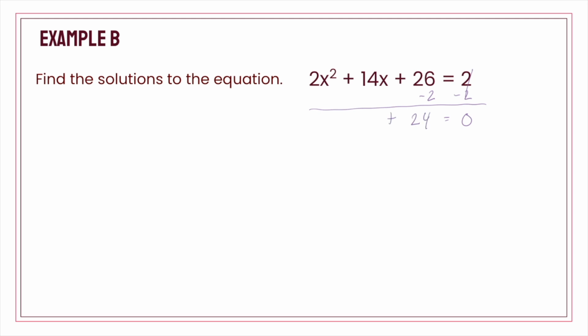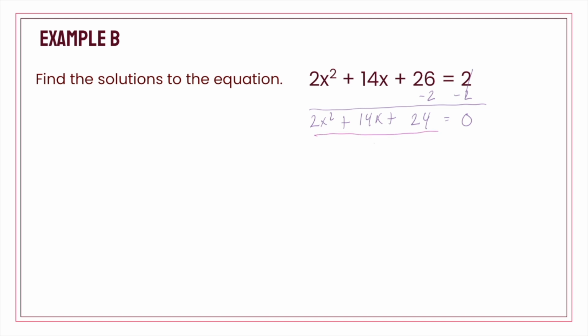And then everything else is going to stay the same. 14x is going to stay the same. 2x squared is going to stay the same. So now I have to check part 2. Do I have any common factors? And in this case, I do. 2, 14, and 24 are all divisible by 2. So I can divide both sides by 2.